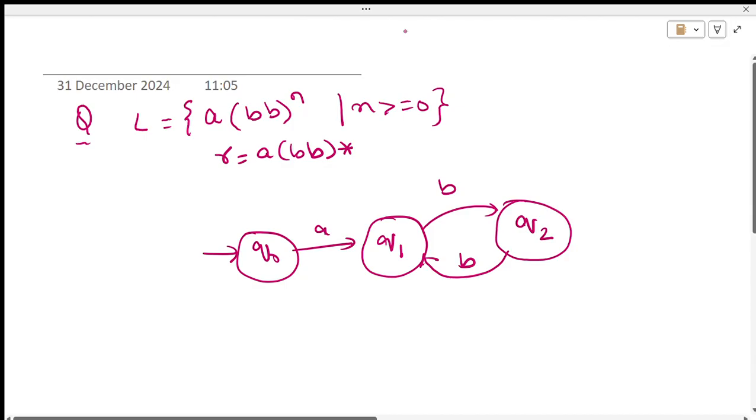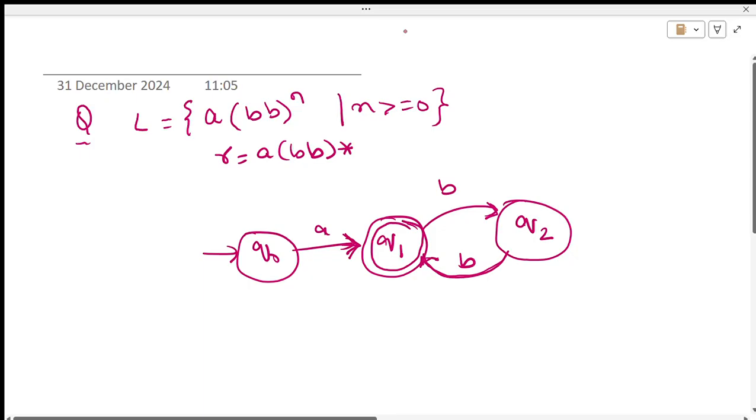But we need to complete the diagram. Make Q1 the final state because we have a single A followed by B, B any number of times. If the machine sees only one A, it will go to Q1. Q1 on reading B will go to Q2. Q2 on reading B will come back to Q1. So this will make the loop A followed by B, B, B, B any number of times, and it is stopping on Q1. So Q1 is an accepting state.